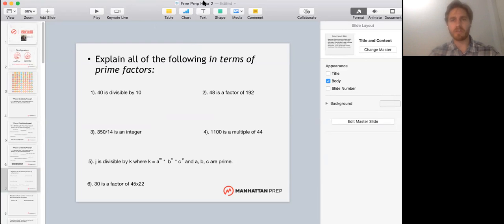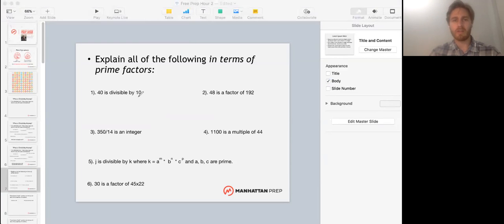I'm going to start filling in what I think this should look like in terms of prime factors. So 40 is 2 cubed, that's 8, times 5, over 2 times 5. All the prime factors in the bottom are prime factors in the top.